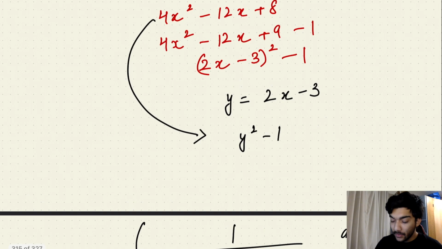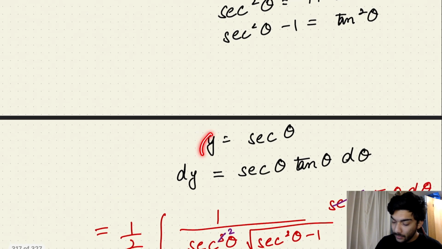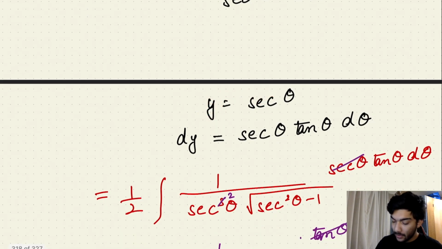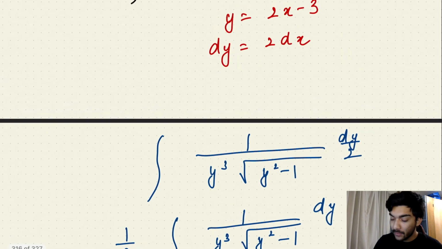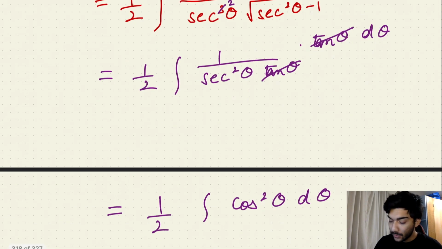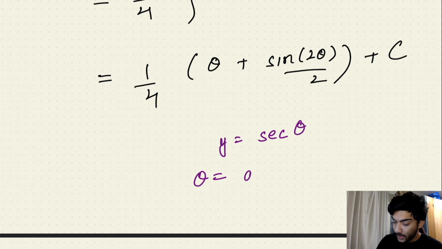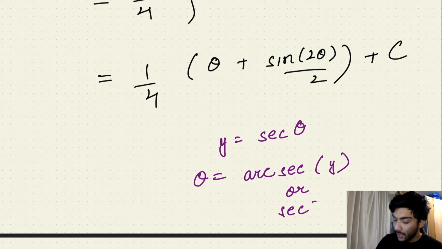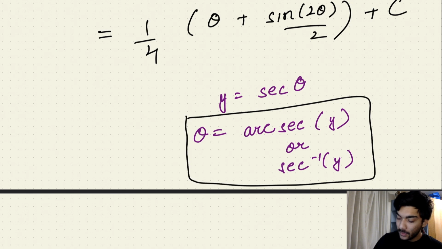Since we did two transformations over here, one from x to y and then from y to theta, we'll have to revert all those transformations back, right? So we'll change our transformation from theta to y and then from y to x in this case to calculate our final answer. Since we know that y is secant theta, if you take arcsecant on both sides, you can easily calculate theta to be arcsecant of y, or simply secant inverse y, right? So this is an expression for your theta.